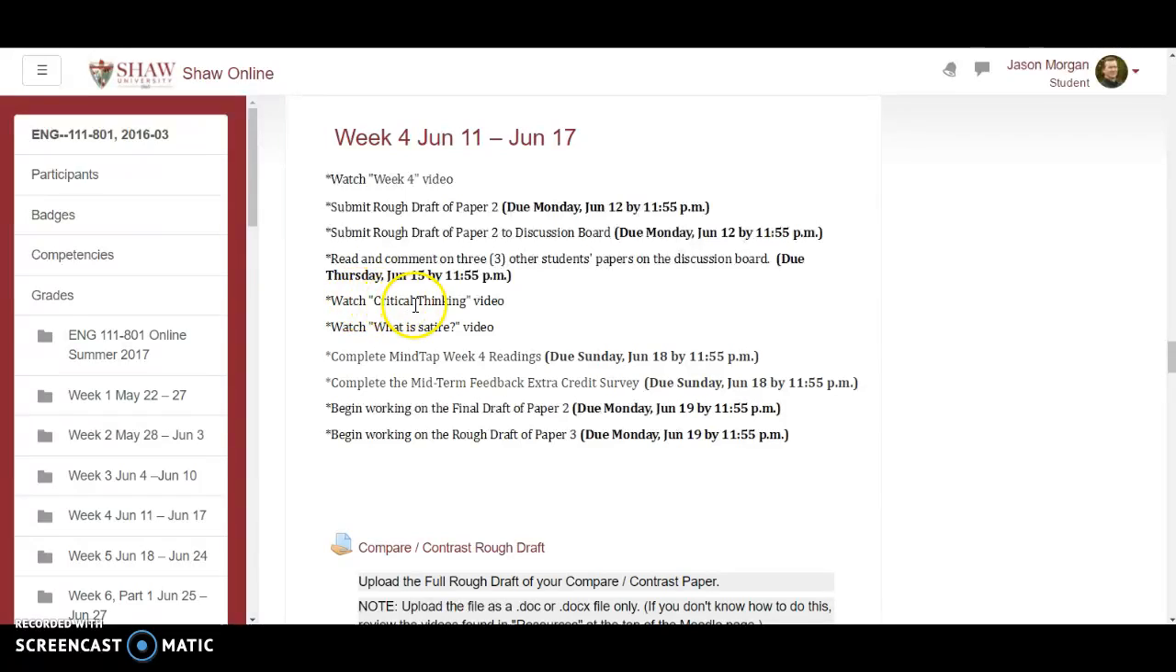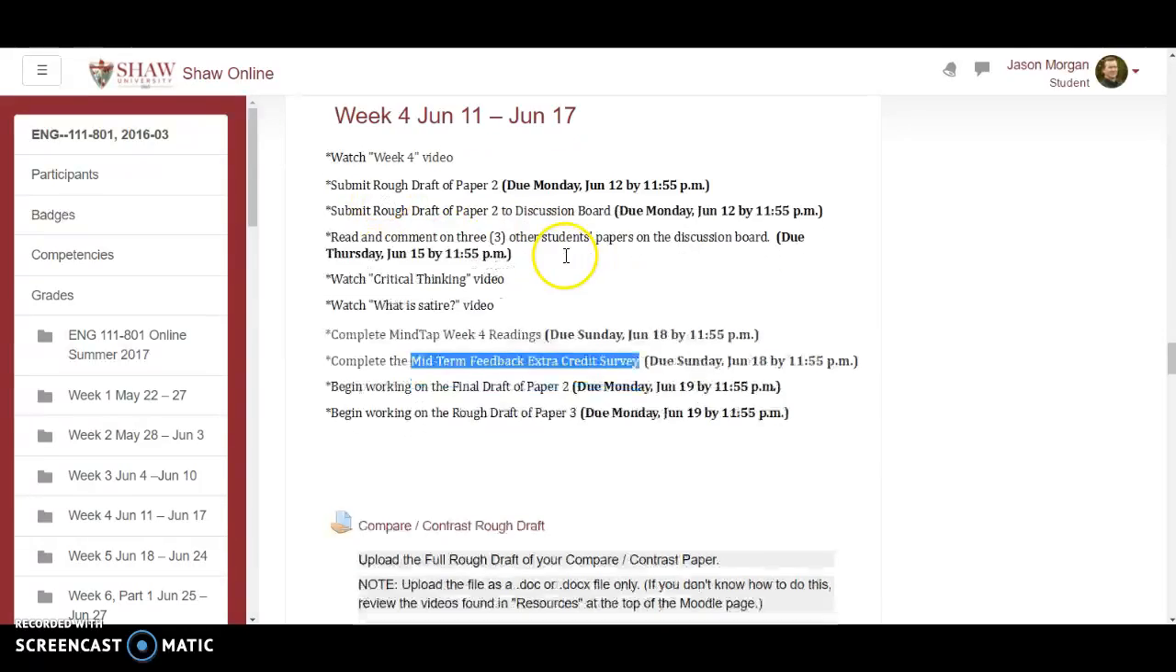And then there's 2 other videos that we're going to introduce for the third paper. We're going to introduce paper 3. Yay! There is readings for MindTap, which will help you with these concepts here. There is a feedback for extra credit, which is exciting. And then you get to work on the final draft of paper 2 and the first draft of paper 3. So let's kind of go through it.